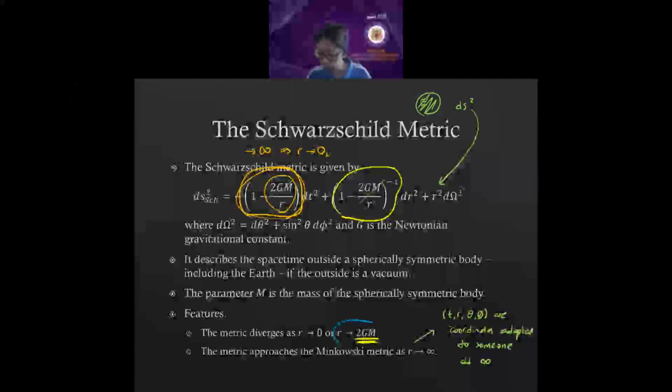So the significance of this one in particular, we're going to look at in a moment. The significance of r equals 2GM. All right, so we can identify this as sort of the size of the black hole.